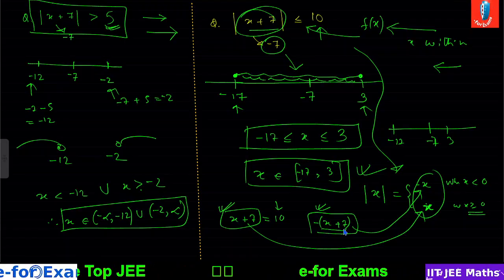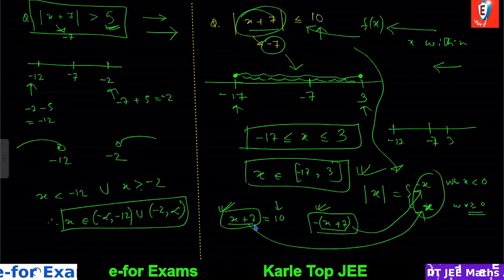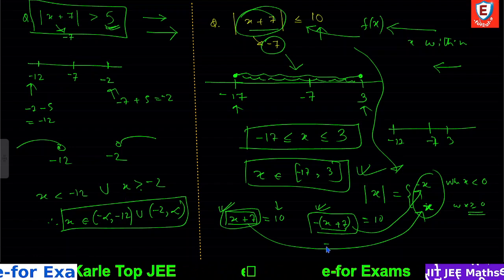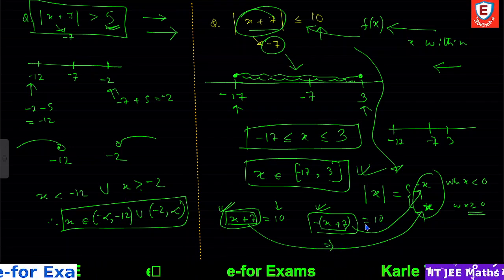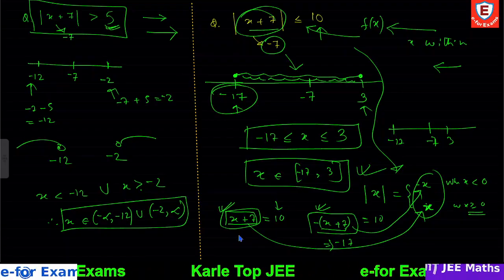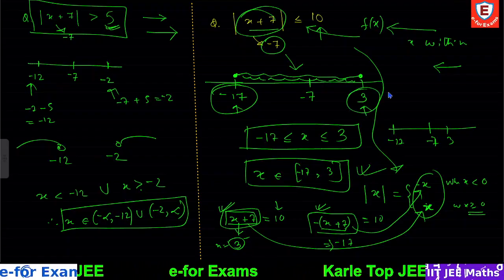x plus 7 is one thing inside the modulus. Minus of the thing inside the modulus, and the thing inside the modulus itself when x is greater than 0, equal to 10. From here you will get minus 10 minus 7, that is minus 17. x equal to minus 17. That is how we got this minus 17. And from here you will get 3. x equal to 3. This is how we got this number 3. Got it?